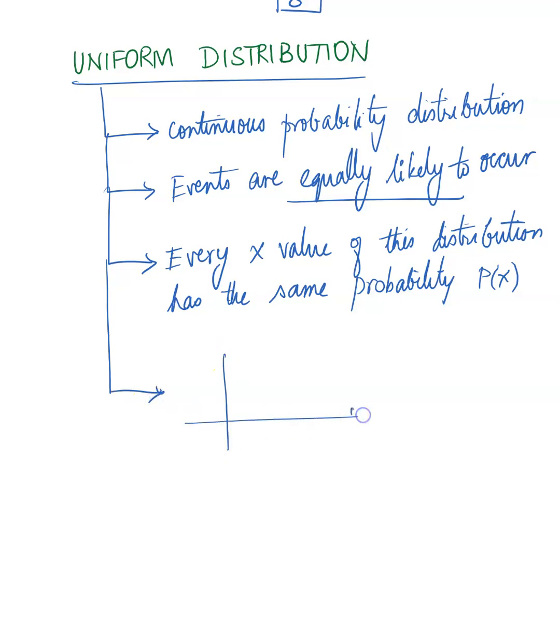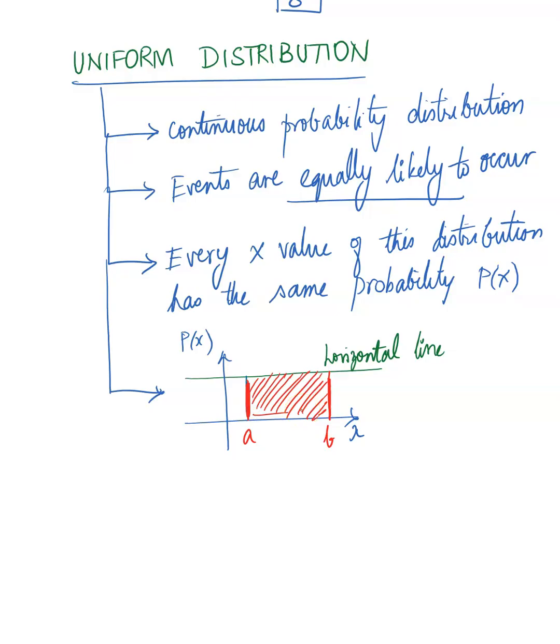So if all x's have the same P of X value, the only way that's possible is if the graph of a uniform distribution is a horizontal line. Meaning it's not a wavy curve or some kind of a parabola or polynomial, but a horizontal line. So if you have your variables ranging from A to B, and you are interested in the region between them, you get a rectangle by default because the graph of a uniform function is a horizontal line. So let me write that out here.